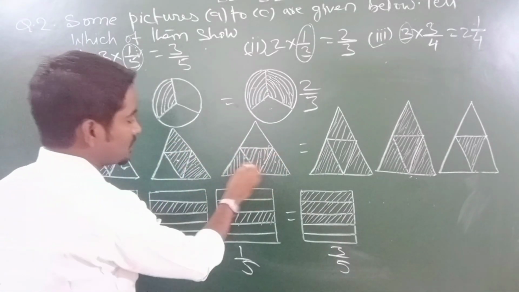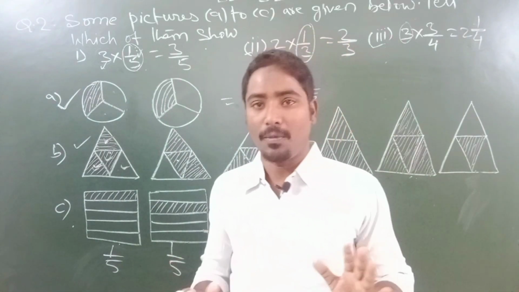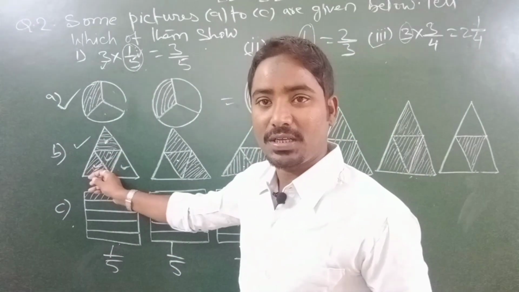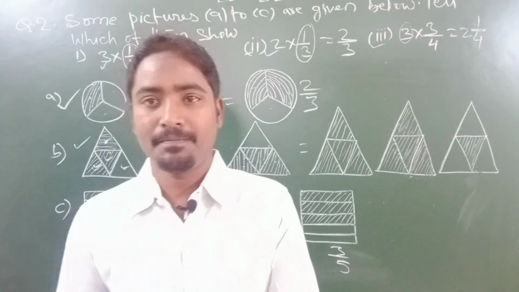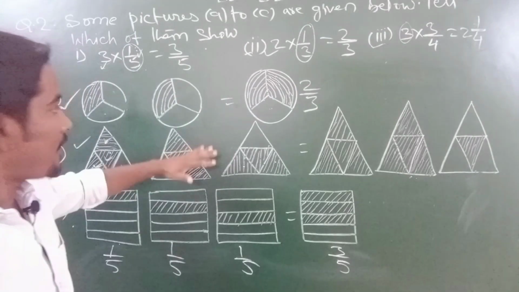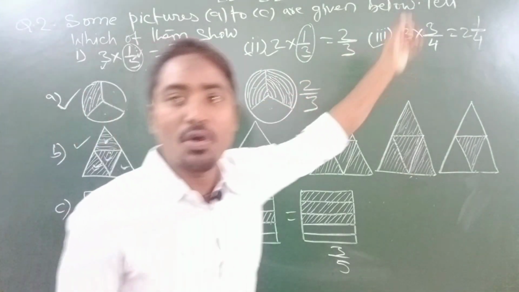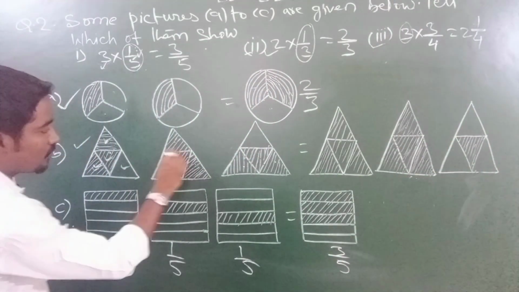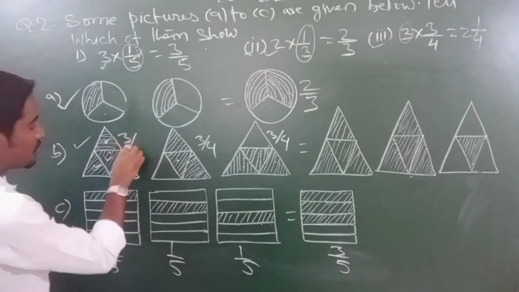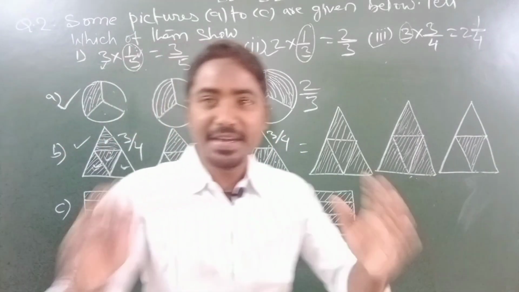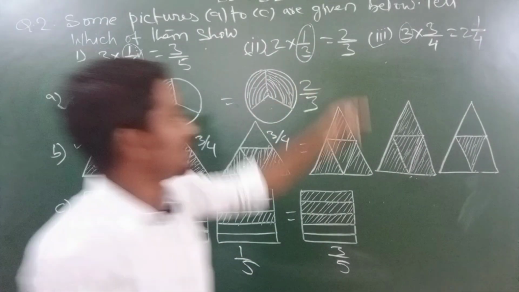You can shade any 3 parts, students, depending on you. Here you can shade the first 3, here you can shade the last 3, like this, depending on you. Now the quantity is matched and the fraction is also matched. If you calculate its fraction, you will get 3 upon 4, and here also 3 upon 4, here also 3 upon 4. So quantity and fraction both are matching.